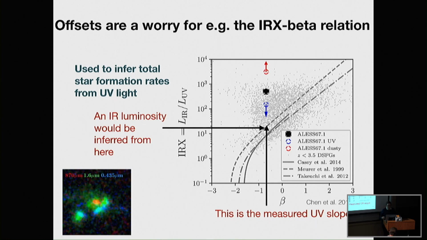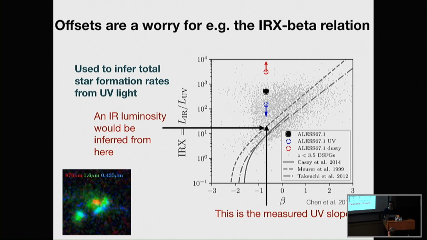One example of this is the IRX-beta relation. This relates the UV spectral slope beta on the x-axis here to the ratio between the IR and the UV luminosity. So observers often use one of the lines plotted on here to convert beta, which is the observed spectral slope, to a total star formation rate via some inferred IR luminosity.